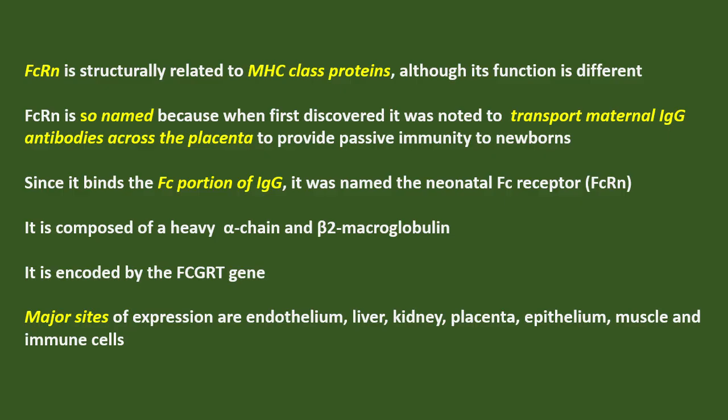It is composed of a heavy alpha chain and beta-2 microglobulin. It is encoded by the FCGRT gene. Major sites of expression are the endothelium, liver, kidney, placenta, epithelium, muscle, and immune cells.